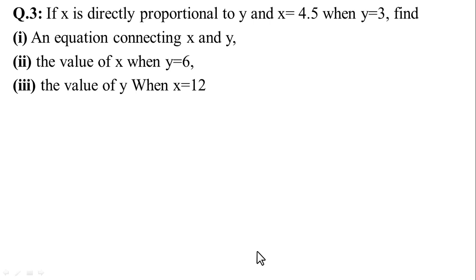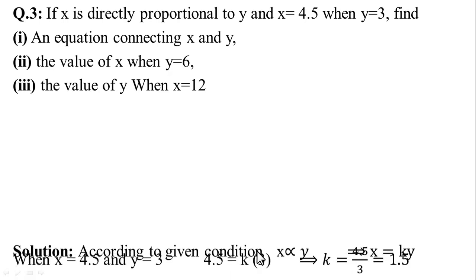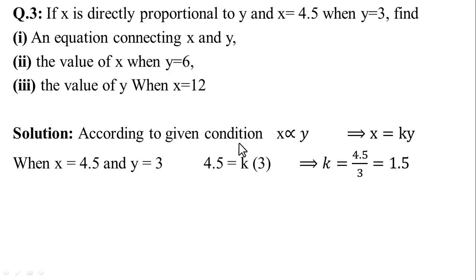In question number 3, if x is directly proportional to y, and x is equal to 4.5 and y is equal to 3. Now first of all, solve the relation. So in the solution we write that according to the given condition, x is directly proportional to y. Remove the proportionality sign, and when we remove the proportionality sign we use a constant. This implies that x is equal to ky. When x is equal to 4.5 and y is equal to 3, first we find the constant.